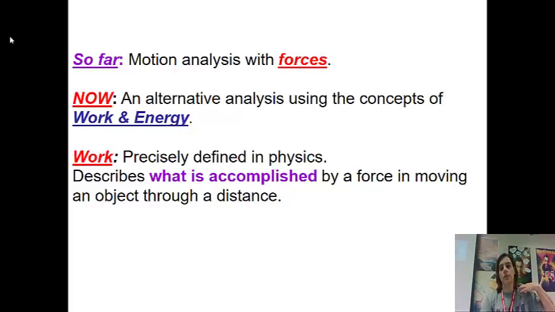So this can be really nice because you can then look at things in terms of work and energy, or you can look at it for projectile motion. And so sometimes doing the energy problem makes it easier.